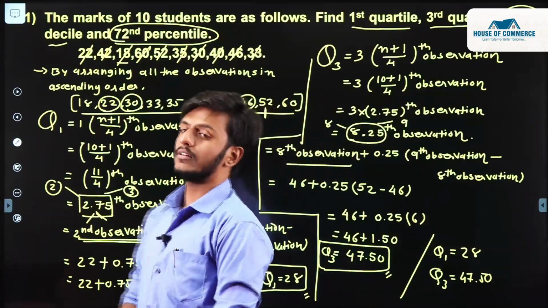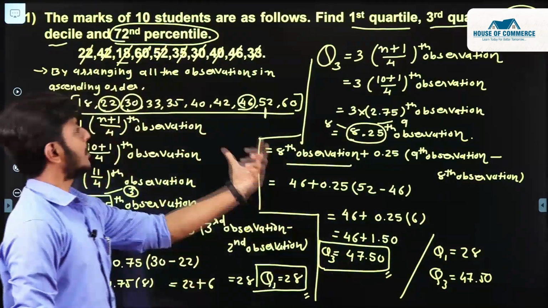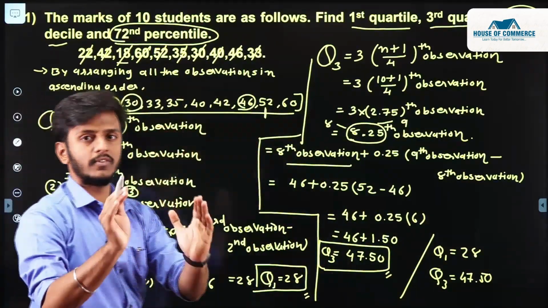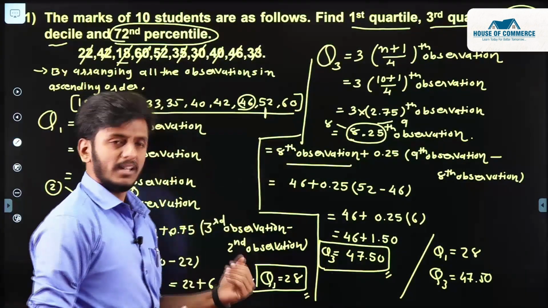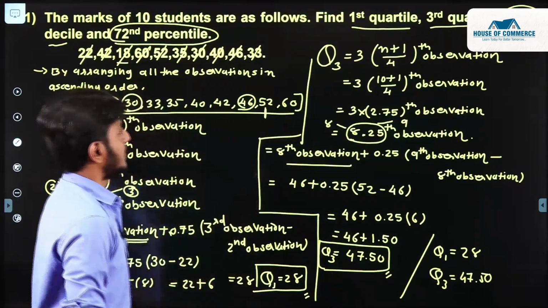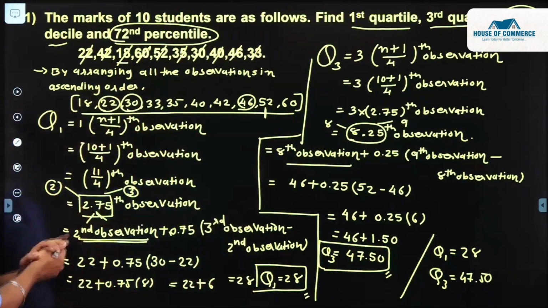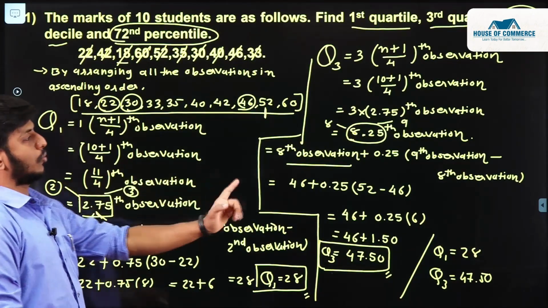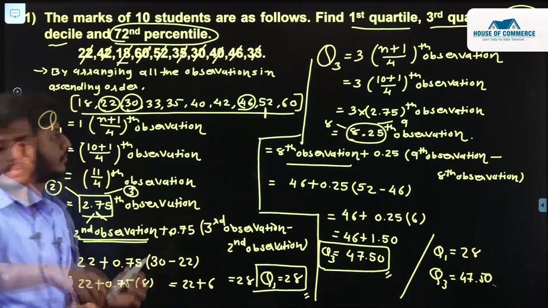If you are not clear about the Q1 and Q3, then pause the video and try to understand. Rewind the video, play it again, and pay attention while I am calculating the Q1 and Q3. You can pause the video and note it down.